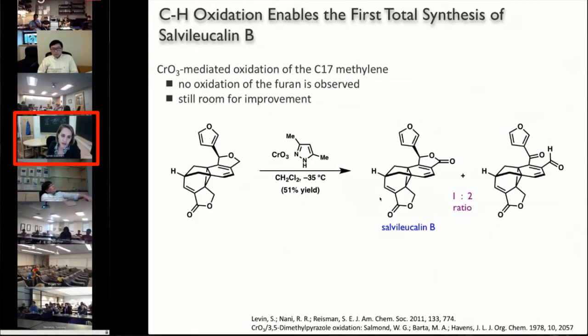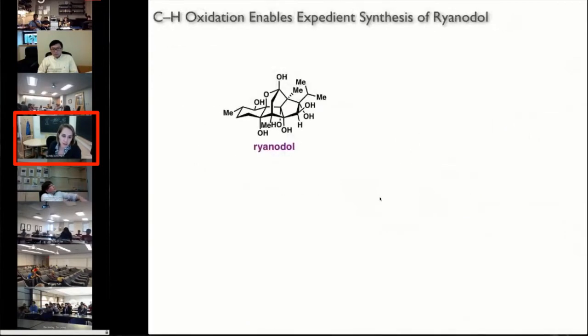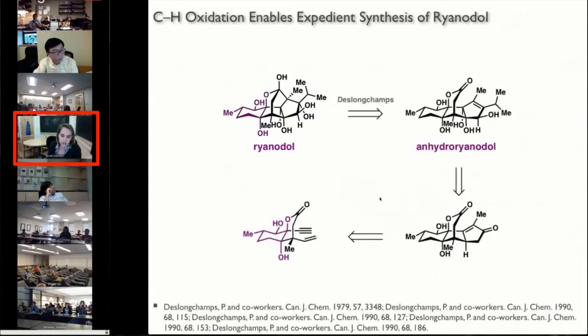All right, so if we move on, the next story I thought I would tell you about is a more recent effort from our lab, where we were interested in the synthesis of ryanodol, and more recently the related natural product ryanodine. I'm not going to take you through the whole story here. Once again, I thought I would just focus on the key element of the synthesis that relies on CH functionalization. So if you go to the next slide, I'll give a brief overview of the retrosynthetic analysis.